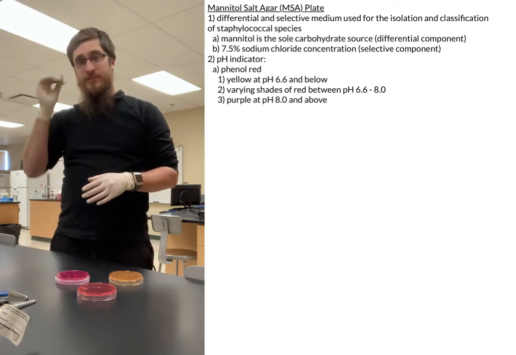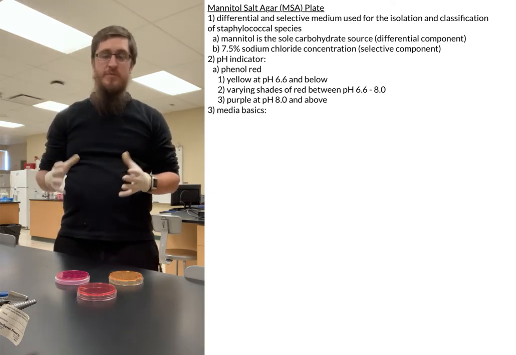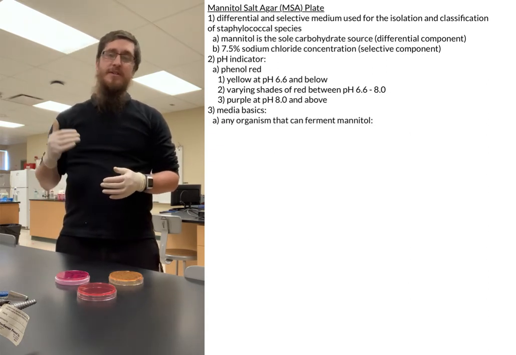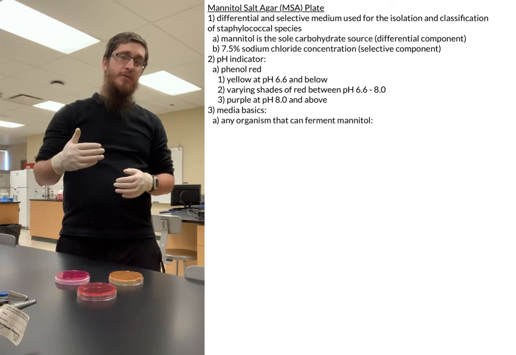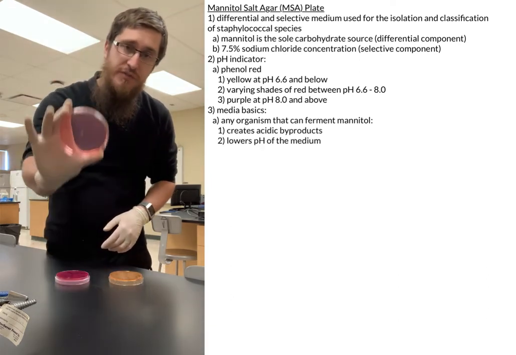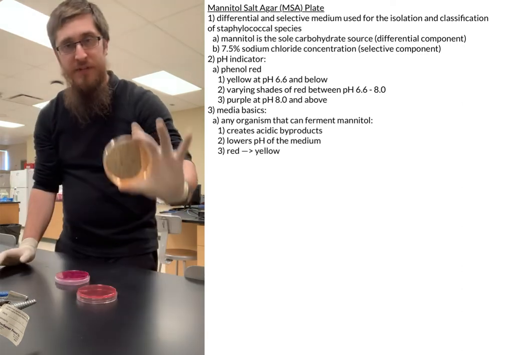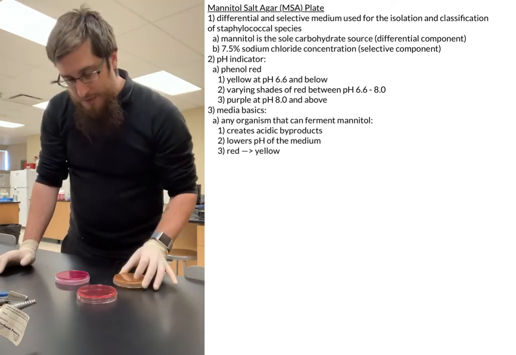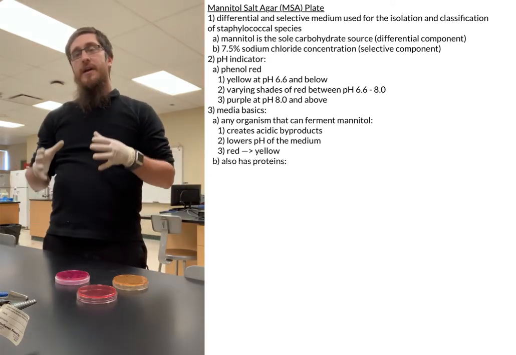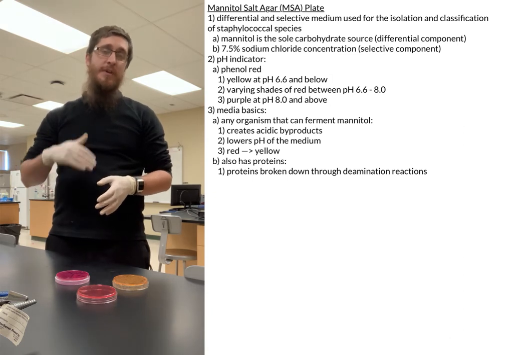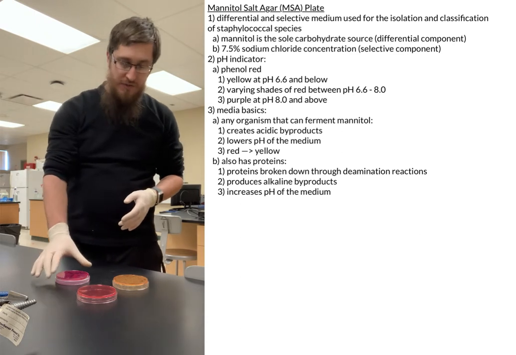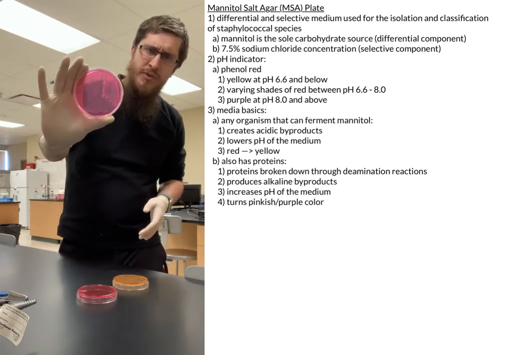So with that in mind, let's talk a bit about our media basics, and we'll start out with mannitol fermentation. Basically, any organism that is able to ferment mannitol will create acidic byproducts, which lowers the pH of the medium and changes it from this kind of reddish color to more of a yellow color. Now, a thing to keep in mind is that the medium will also have some protein in it, and if those proteins are broken down through deamination reactions, that will produce alkaline products, which increases the pH of the medium, turning it more of this sort of pinkish purple color.